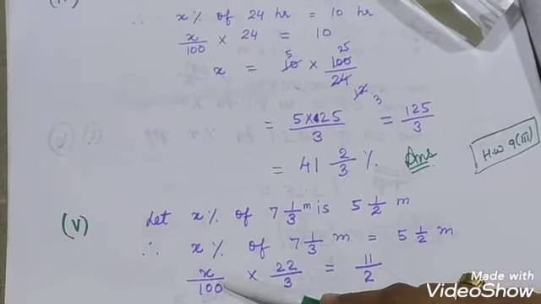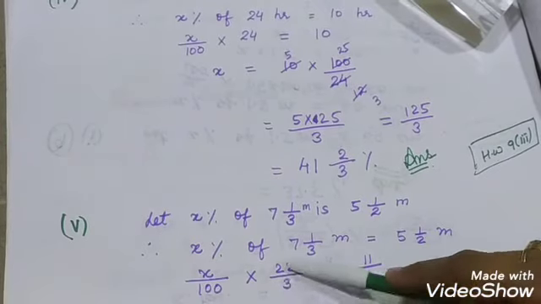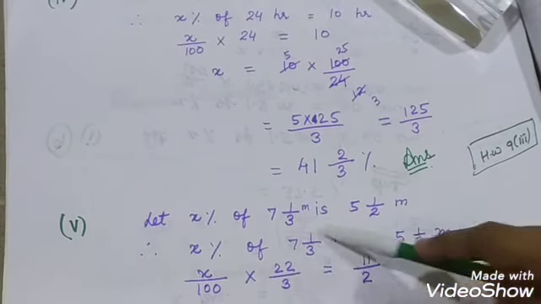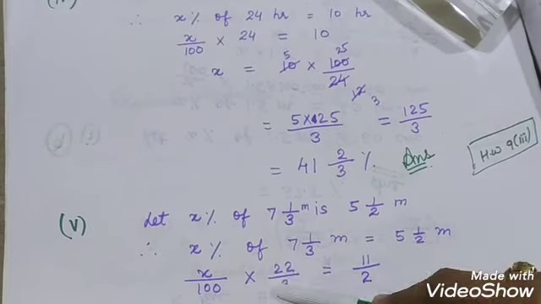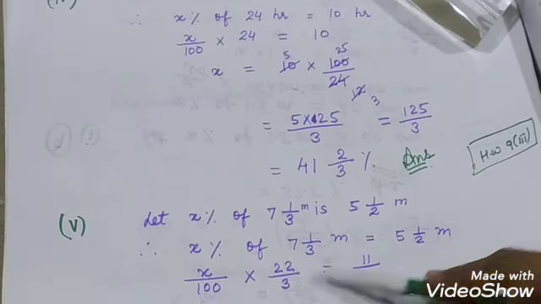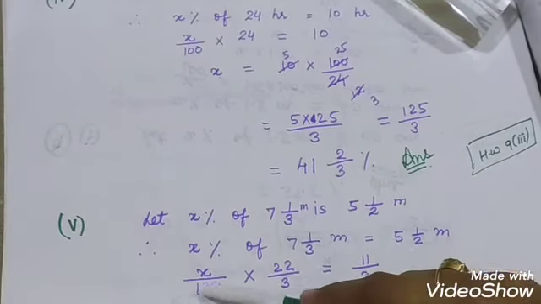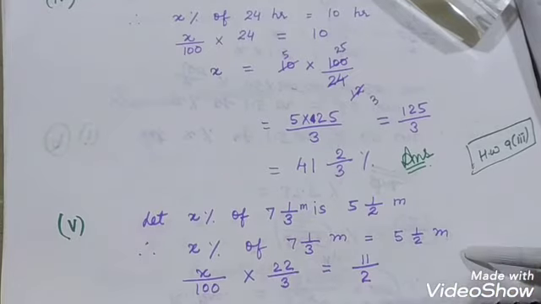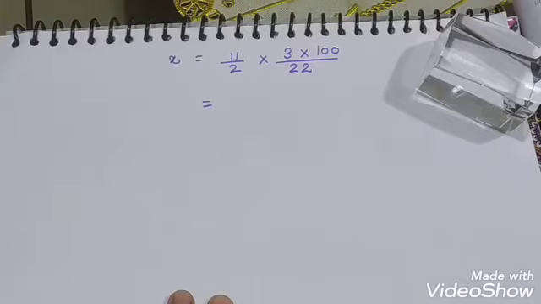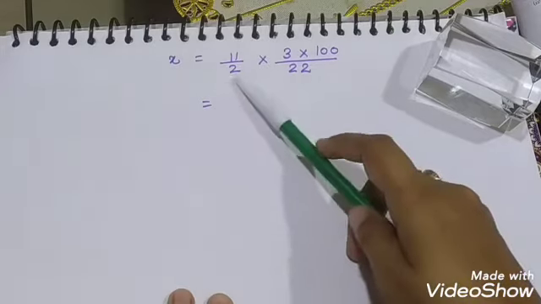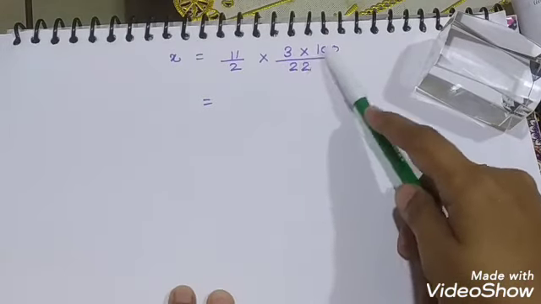Now we will solve for x. We will send these two things from left hand side to right hand side. When they move from this side to this side, 22 upon 3 becomes 3 upon 22, and 100 in the denominator now goes in the numerator. So it becomes like this: 11 upon 2, 3 upon 22, and 100 goes in the numerator. Now we will do cancellation. Whatever cancels here, we'll do cancellation.